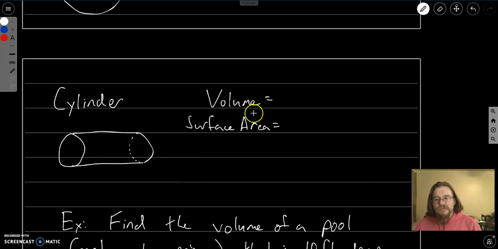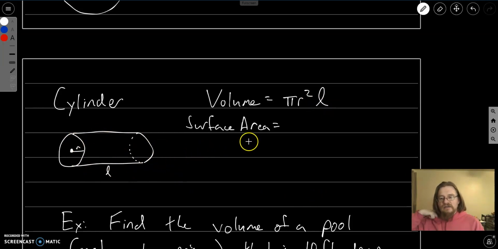So the volume, what we'll need is going to be the radius of this circle on the outside and how tall it is. So let's call that L. So the volume is going to be the area of the circle, which is pi r squared, times the length. And that's how we find the volume of a cylinder.